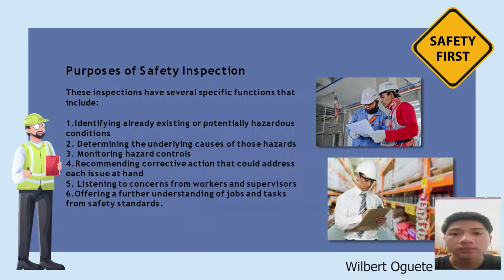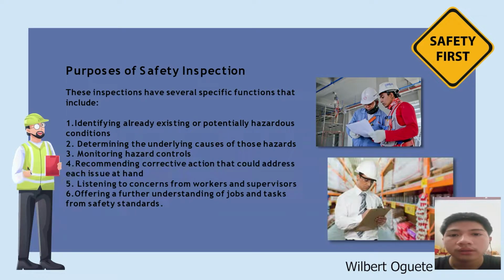Number three is monitoring hazard controls. Monitoring hazard controls can help eliminate or substitute potential hazard on the workplace. Number four, recommending corrective action that could address each issue at hand. With a solution on hand, we can execute the plan to make the workplace less hazardous.